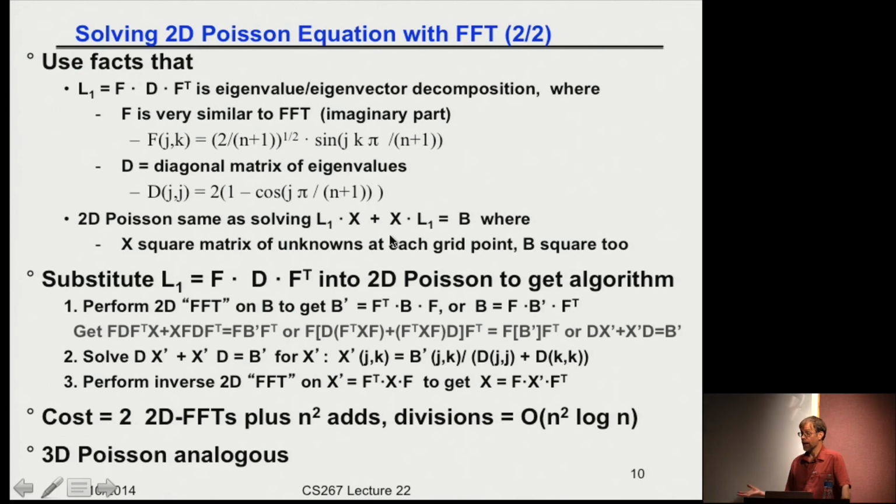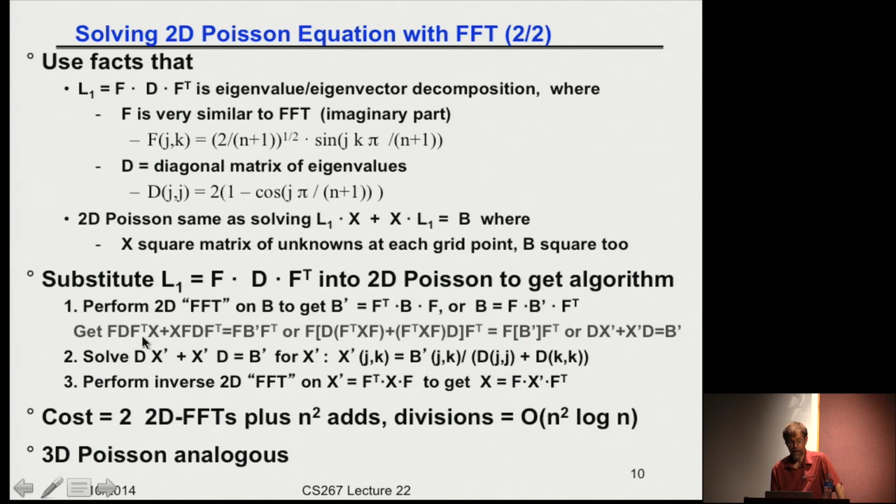So here's the 3-line algorithm. That's all I need to do. So let's suppose I just substitute this eigenvalue decomposition, 1D Laplacian equals F D F transpose, into this equation. Let's see what I get. So the first thing I'm going to do is do this same transform on my right-hand side matrix B to get B prime. I'm going to do the FFT from the left, from the right, and I'll get B prime. So let me just substitute that in there now. I'm going to take this and substitute L1 equals F D F transpose. And that's what I get. And on this side, I substitute B equals F B prime F transpose.